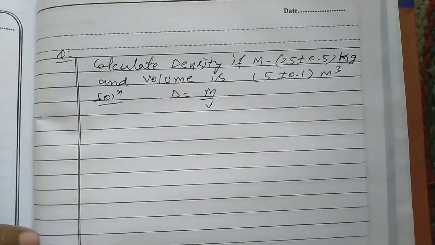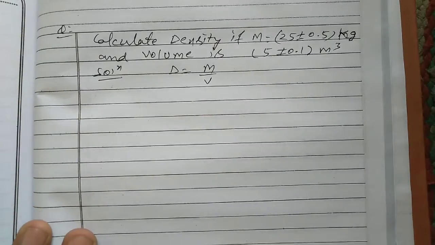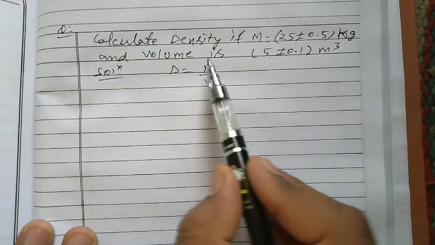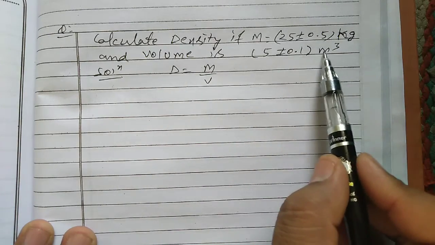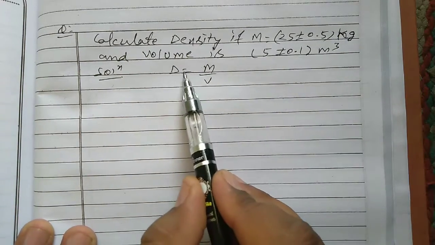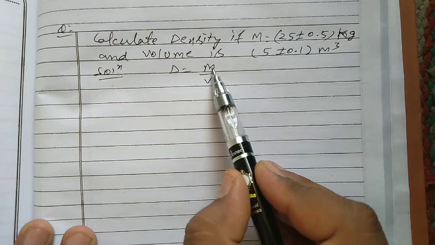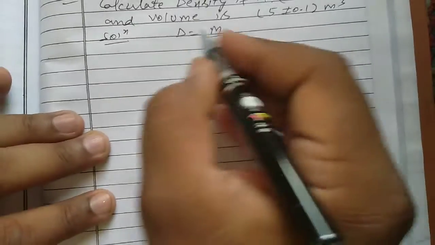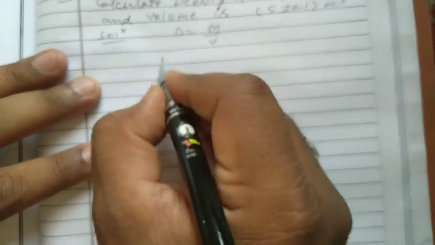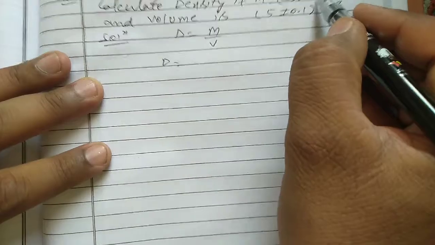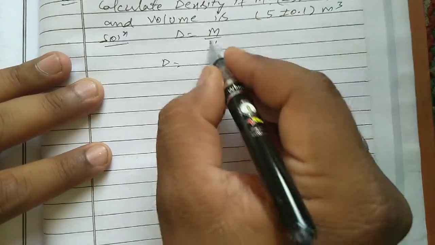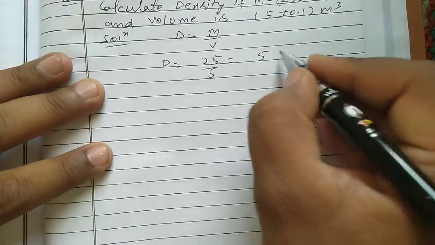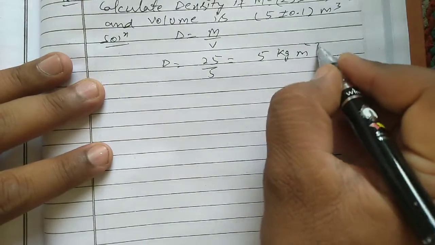Now in the next question we have to find density. If mass is 25 plus minus 0.5 kilogram and volume is 5 plus minus 0.1 meter cube. To find the density, the relation is mass upon volume, we have to divide. So using the relation for the quotient, first of all calculate D, with mass M, delta M, volume V, delta V. Mass upon volume is 25 upon 5, this is 5 kilogram per meter cube.